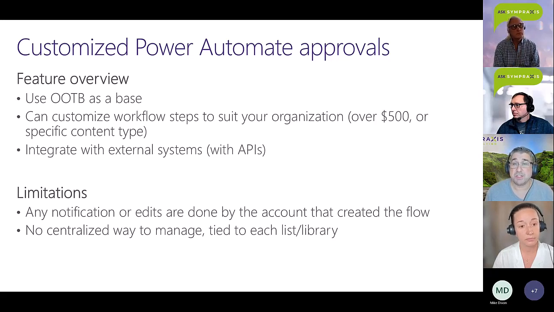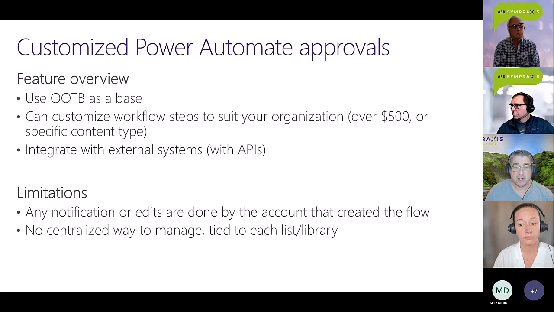If you wanted to do this on a specific type of document or a specific content type, you could do it there. You can also start to integrate with external systems as long as they have an API. So if you need to throw a ticket into ServiceNow, you can absolutely do that. Of course, you've got to pay for those connectors, though. You do. If you're using premium connectors, you'll have to pay for those.